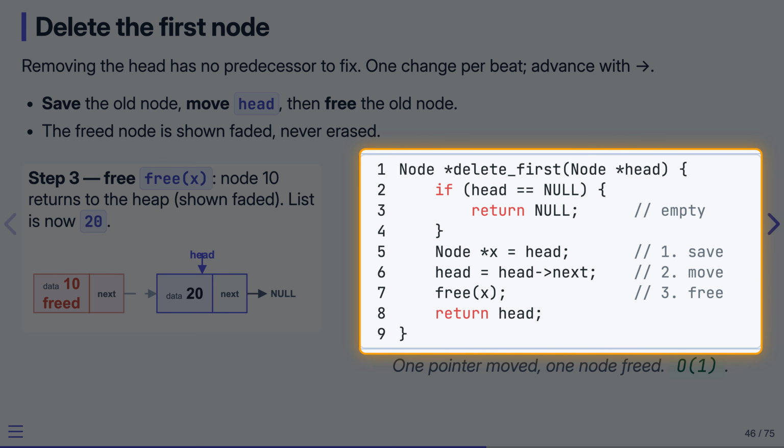Here is that in C. If head is null, the list is empty, so we return null. Otherwise we save head in x. Move head to head arrow next, free x, and return the new head. Save, move, free, in that order.